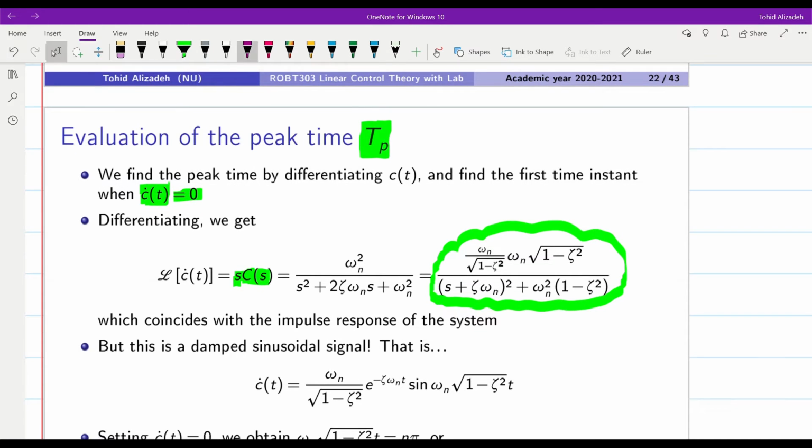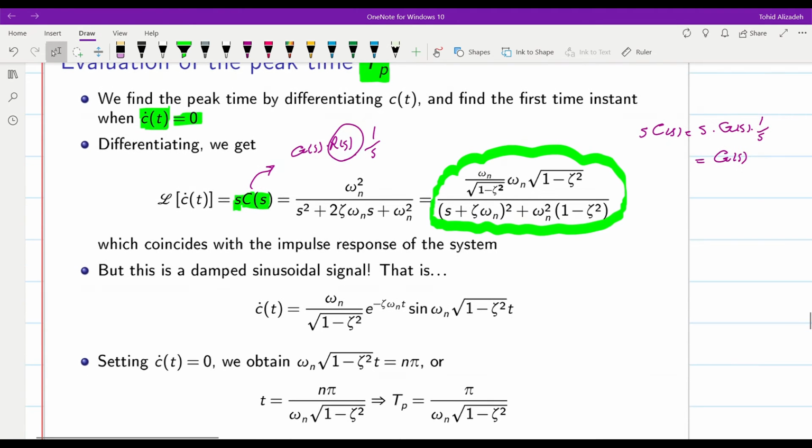In it, c is equal to g times r, where r is equal to 1 over s. Therefore, s times c of s will be equal to s times g of s times 1 over s, which is indeed equal to g of s. And it's indeed equal to the impulse response of the system.